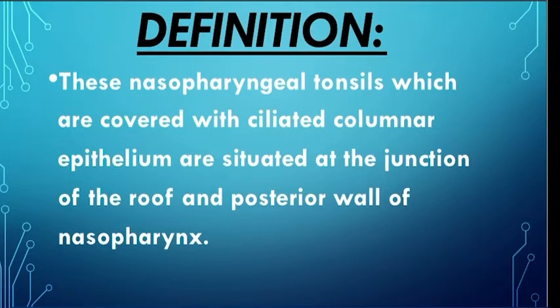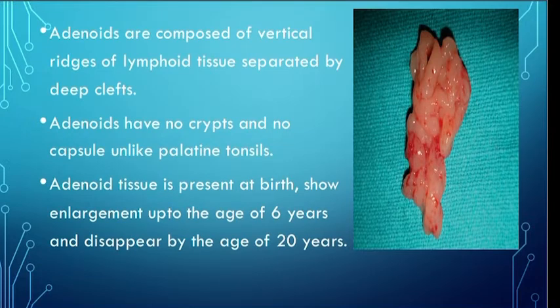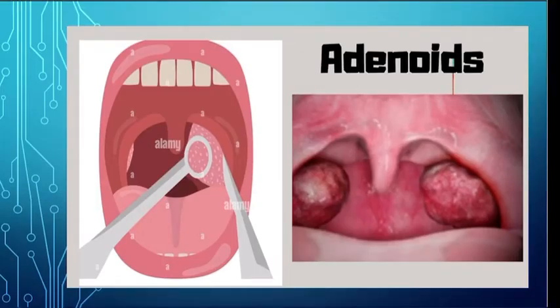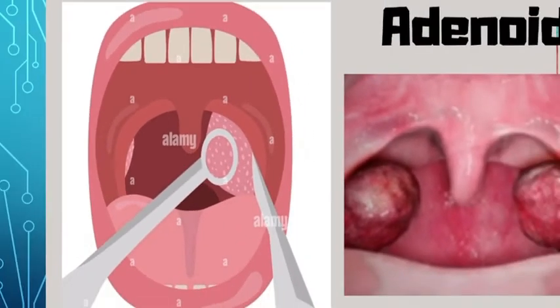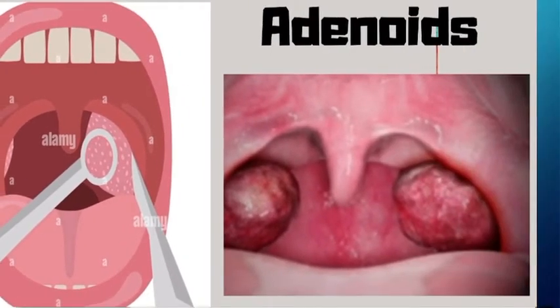Definition: adenoids are nasopharyngeal tonsils, which are covered with ciliated columnar epithelium, situated at the junction of roof and posterior wall of nasopharynx. What are adenoids? They are nasopharyngeal tonsils covered with ciliated columnar epithelium. The situation: junction of roof and posterior wall of nasopharynx. You can just have a look at this picture, you'll get clarity. Roof and posterior wall of nasopharynx.